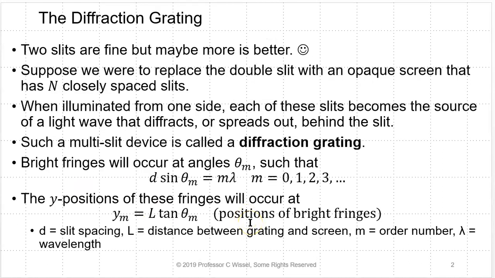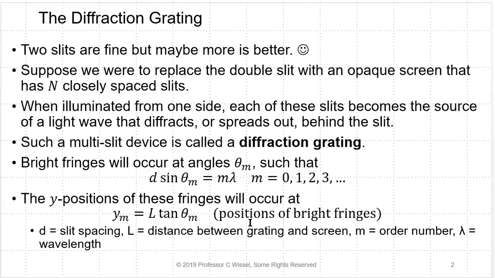Now, two slits are fine, but in the spirit of more is better, which in physics it usually is, we're going to have multiple slits. So suppose we replace the double slits with an opaque screen that has big N closely spaced slits. When illuminated from one side, each of these slits will become a source of a light wave that diffracts or spreads out behind the slit. This multi-slit device is called a diffraction grating.